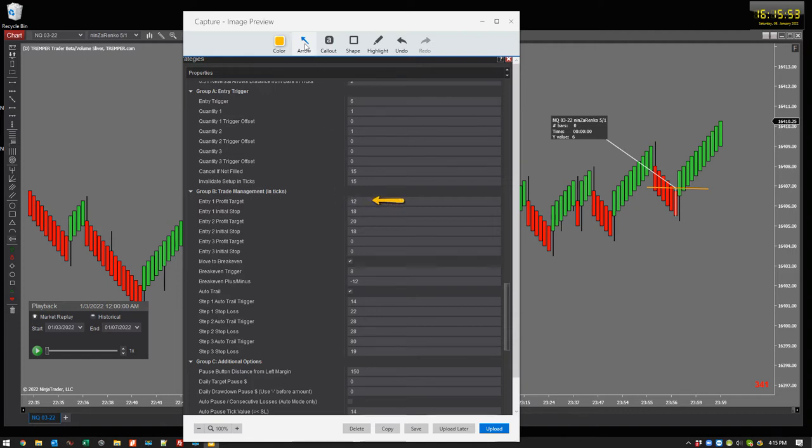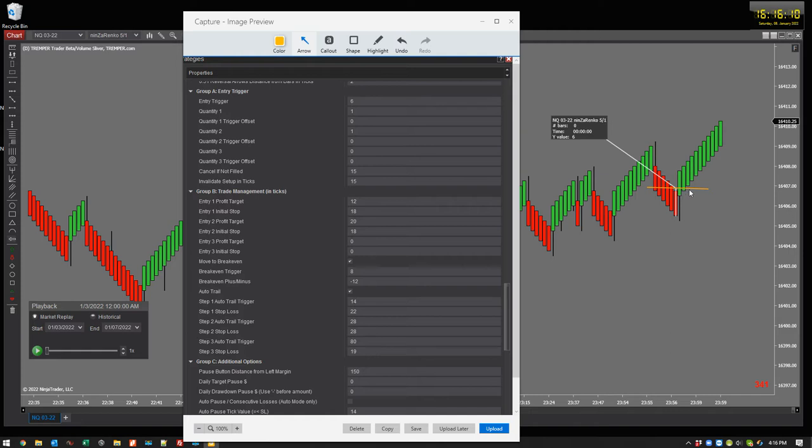Cool. I'll turn it off. The profit target would be 12 for both contracts, but I don't want that. I want to split them up, so that's why I have them like that. But I do want the same stop.